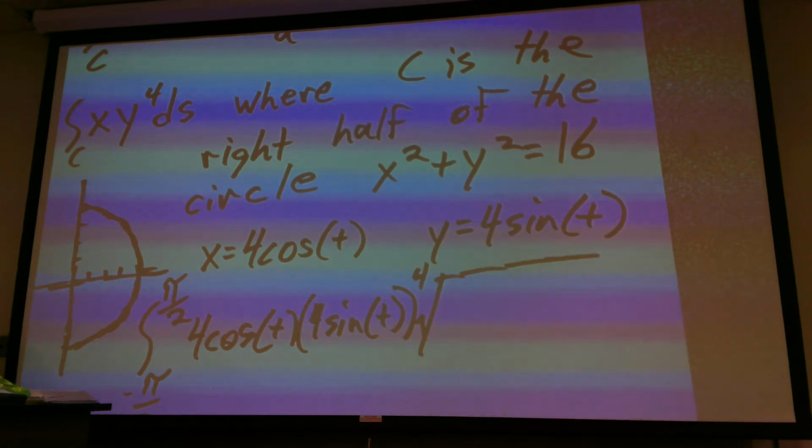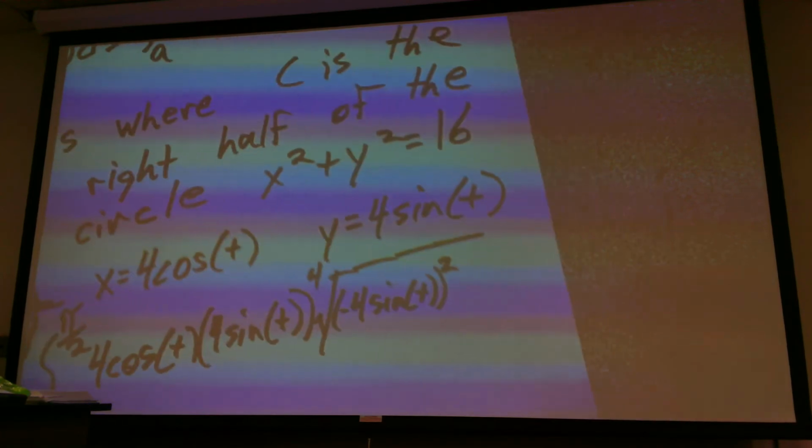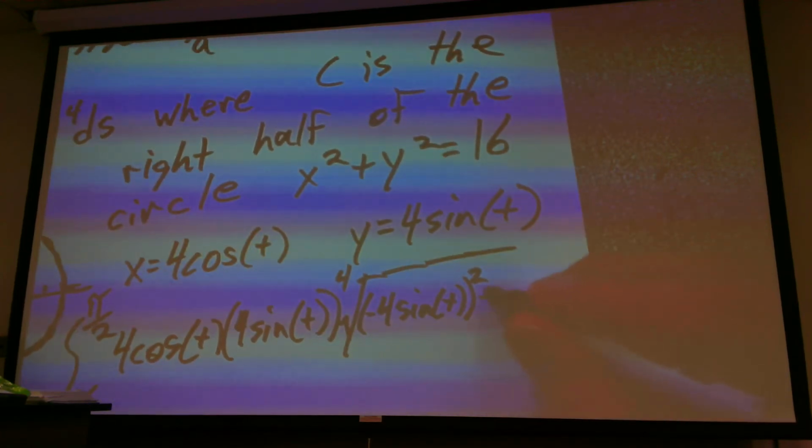We have to take the derivative of x with respect to t. The derivative of cosine is negative sine, so that would be negative 4 sine of t, squared. And the derivative of sine is cosine, so that would be plus 4 cosine of t, squared, and I'm running out of room, but that's dt.